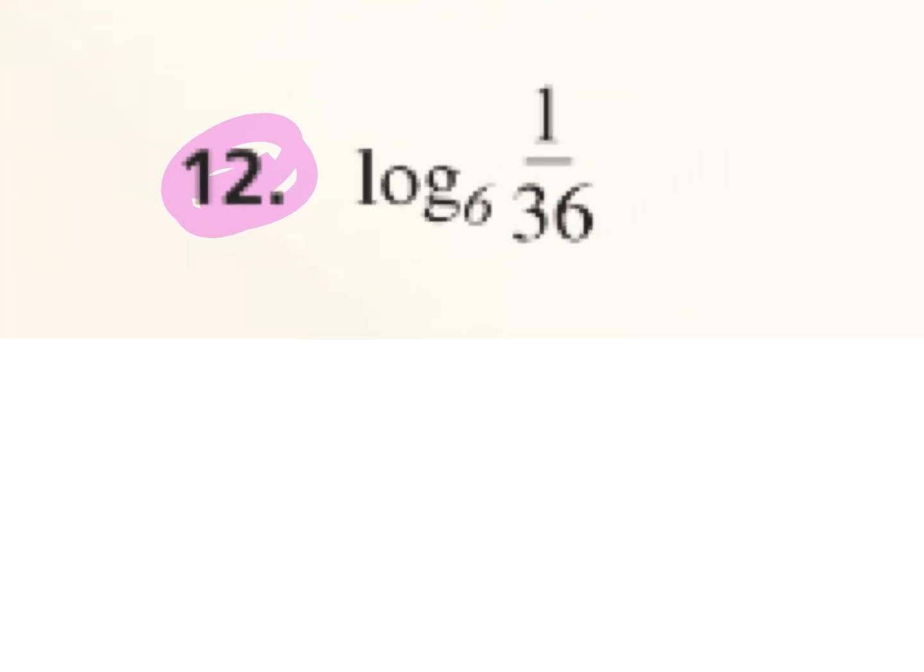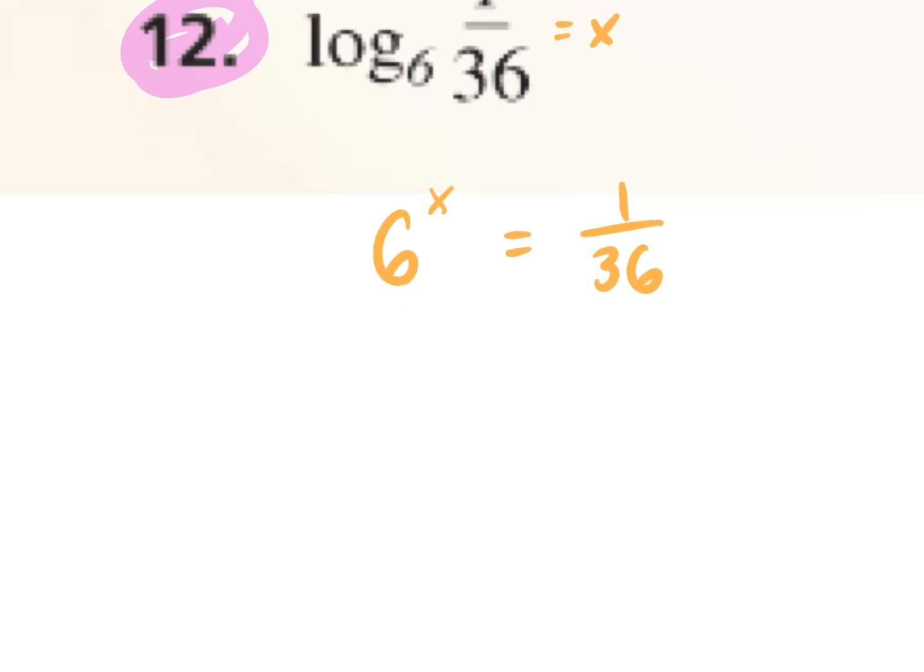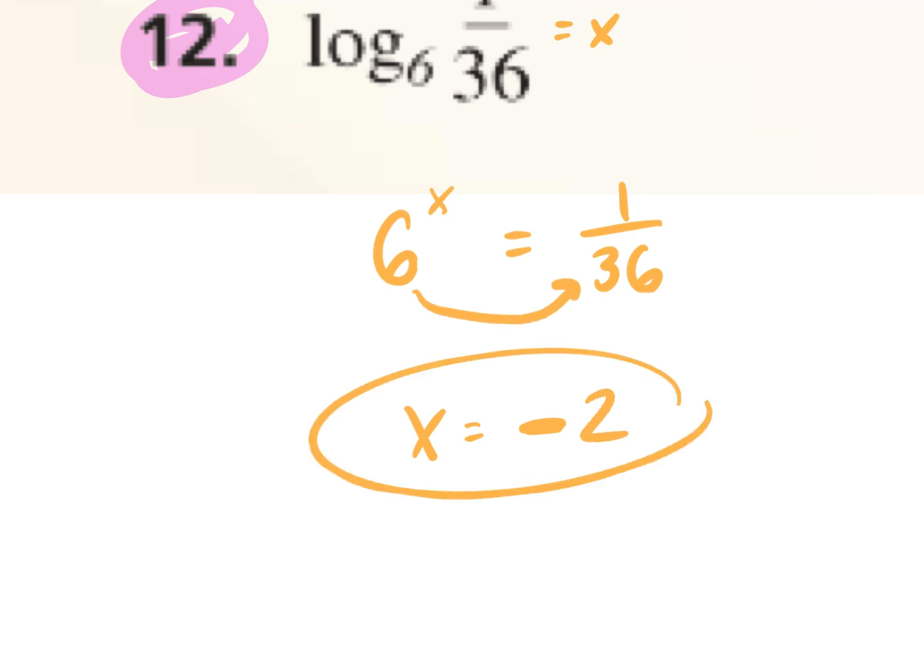So the same thing for 12. This is equal to some number x. So 6 to the power of x is equal to 1 over 36. What type of exponent do we need to turn it into a fraction? Negative. Awesome. Negative. 6 to what power gives us 36? Awesome. Negative 2 would be our answer.